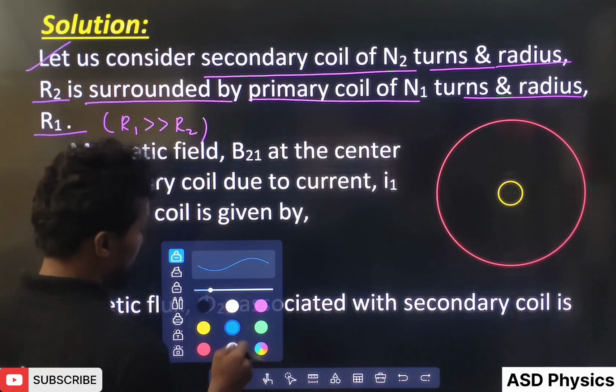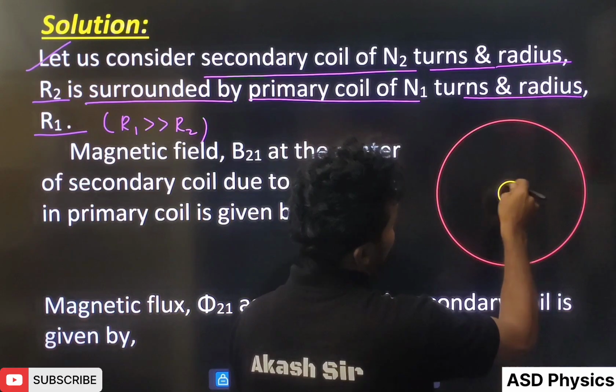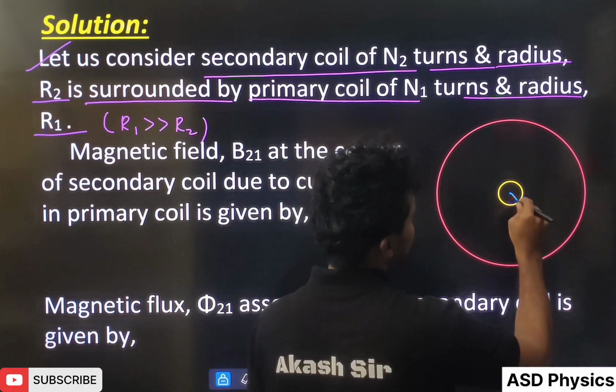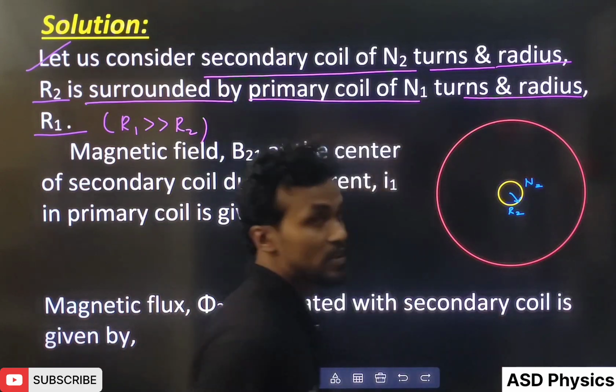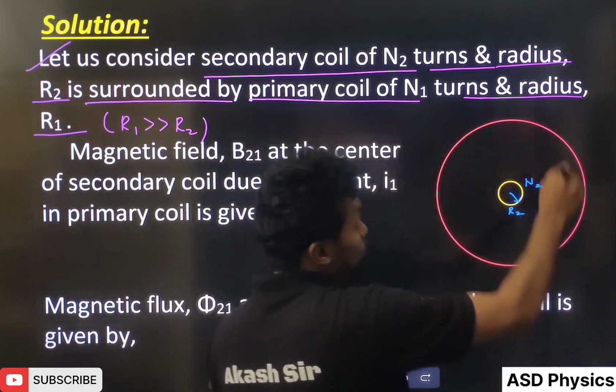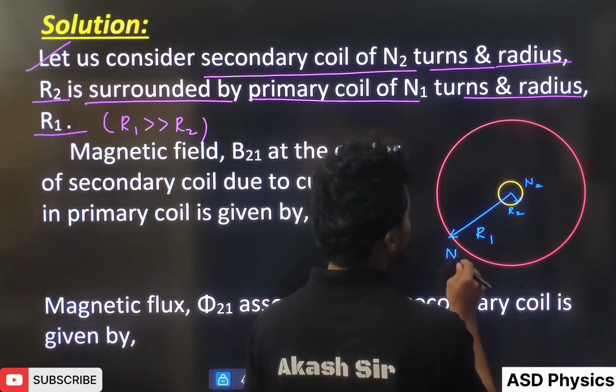So students, here I have taken, see please, this is my secondary coil. This secondary coil has radius R2 and the number of turns is N2. It is surrounded by a primary coil of radius R1, and how many turns are there?